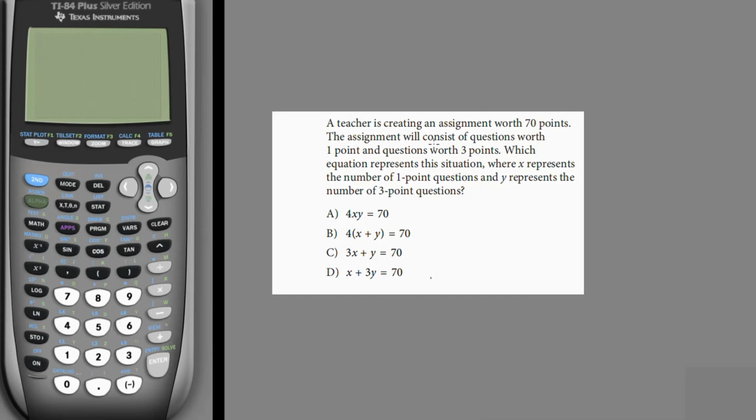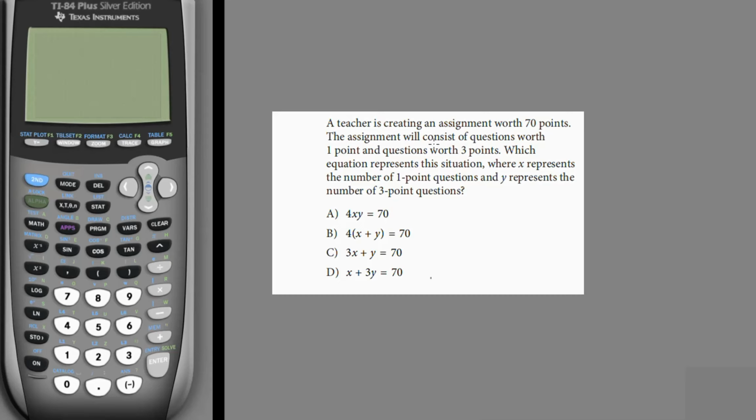Okay, we have the equations as in the options, where x represents the number of 1 point questions and y represents the number of 3 point questions. So guys, looking at this question, I don't think it's something we need a calculator to solve faster. What you need here is to interpret this question correctly and you'll be good to go. So let's interpret it together.